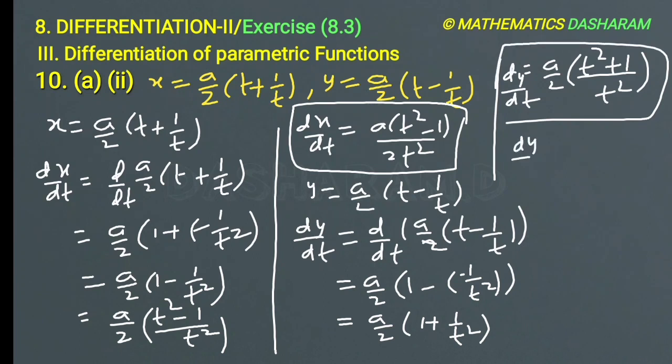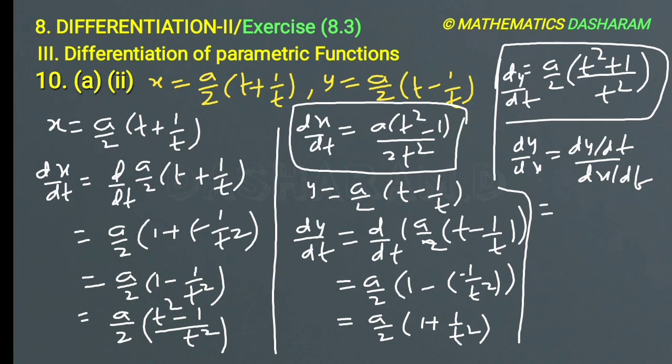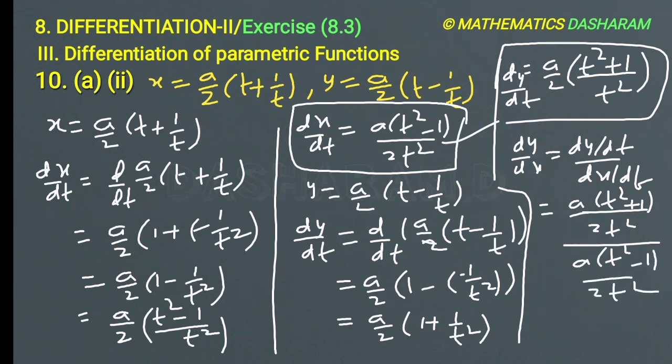So now dy by dx equals dy by dt all divided by dx by dt. The dy by dt value is a into t square plus 1 divided by 2t square, and the dx by dt value is a bracket of t square minus 1 by 2t square. 2t square and a cancel, so t square plus 1 by t square minus 1. So this is our required answer.